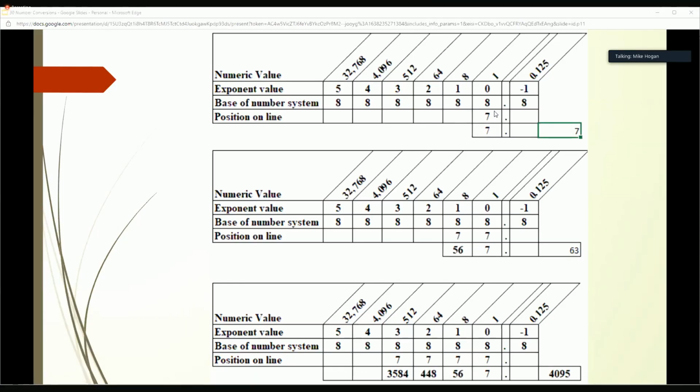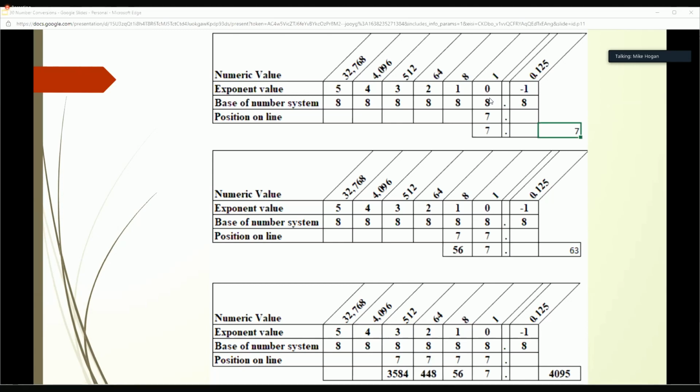I want to get back to this chart. I'm going to share this with you. Just like decimal is base 10, if we're talking about decimal, we put a 10 in here. We say 10 to the 0 is 1, 10 to the 1 is 10, 10 to the 2 is hundreds, and that's how we get our weights: our ones, our 10s place, our hundreds, our thousands.